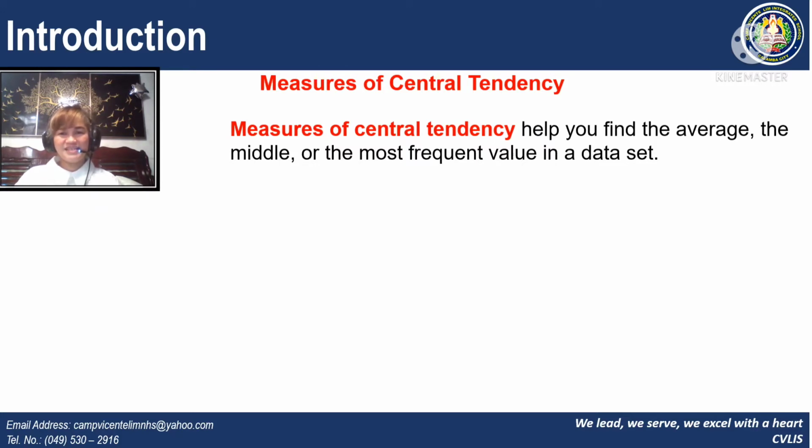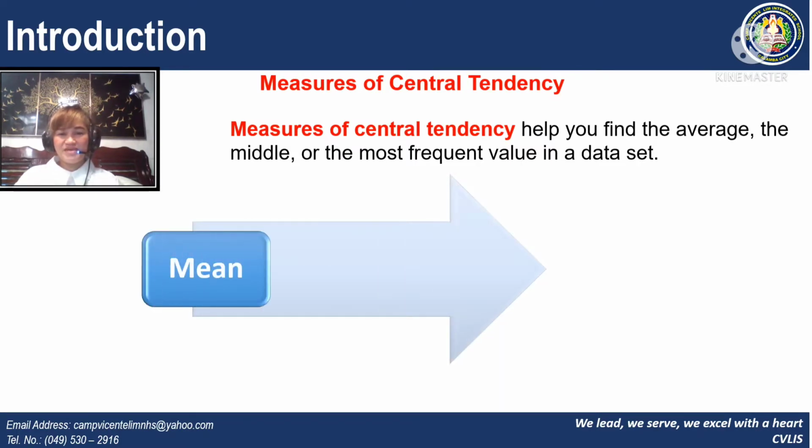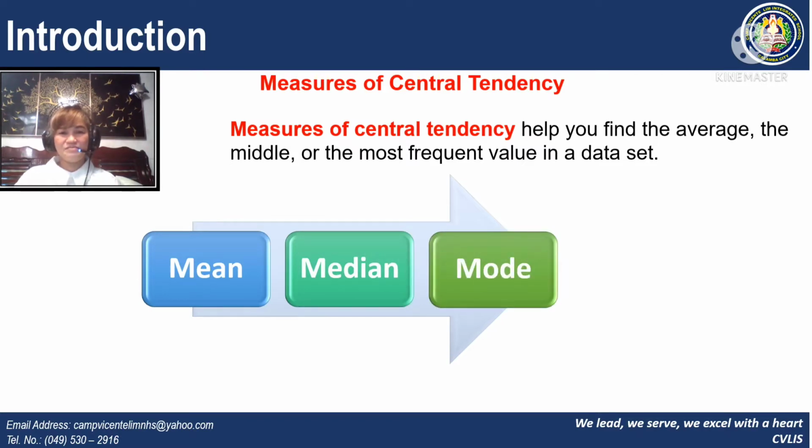Generally, the central tendency of a dataset can be defined using some of the measures in statistics. They are the mean, median, and mode. So they are the most common measures of central tendency. They help you find the average, the middle, or the most frequent value in a dataset.